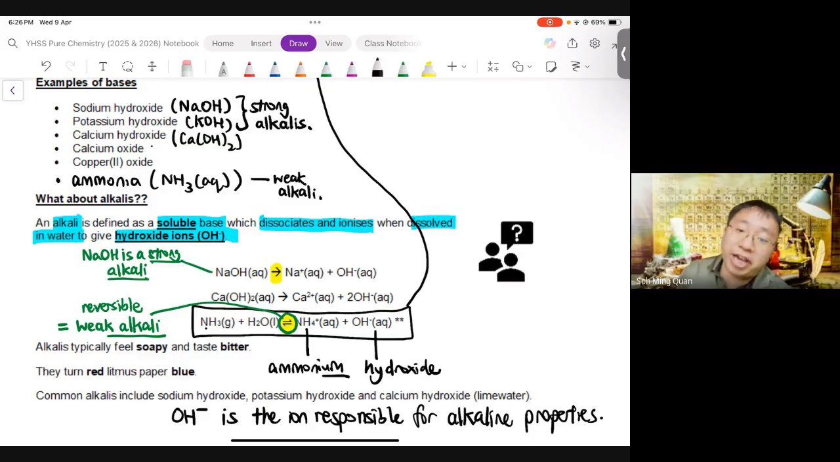Can? So today, what did we learn? We learned about acids. Acids must dissociate and ionize when dissolved in water to produce H+ ions. So acids, H+. We also learned the concept of strength of acids and alkalis. The strength is defined in terms of the extent of dissociation. Is it complete or is it partial? Okay. We also learned how to use the acid dissociation constant Ka to compare the strengths of acids.